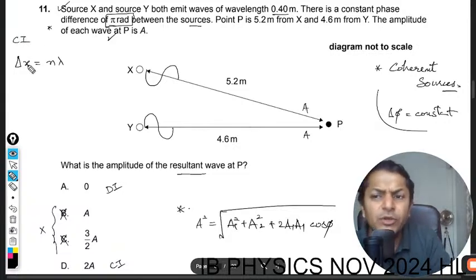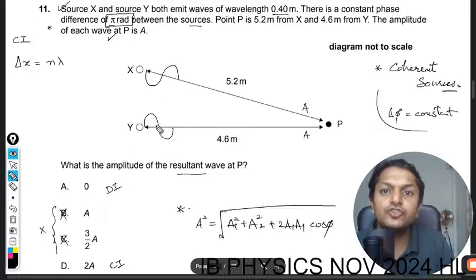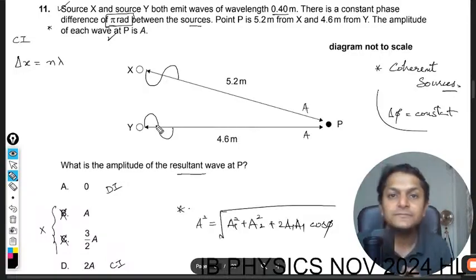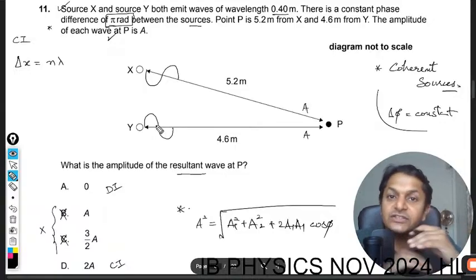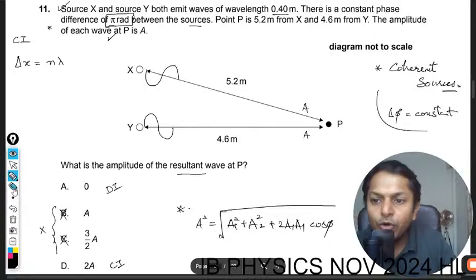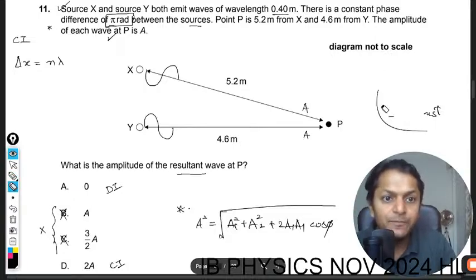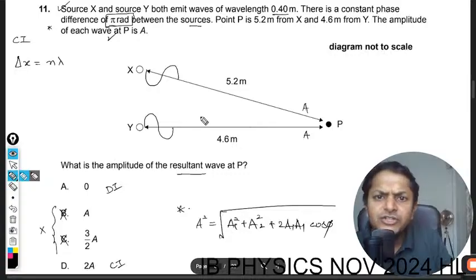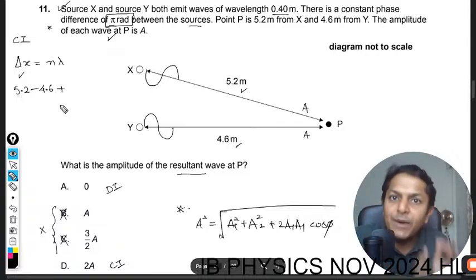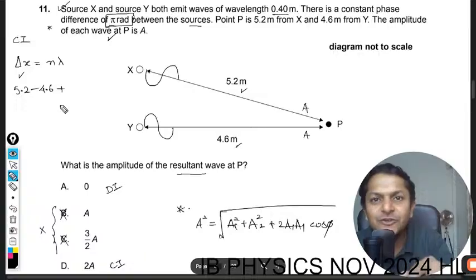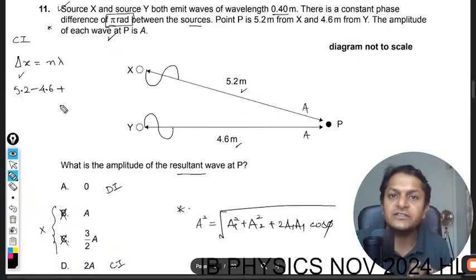But in this formula, there is one condition. Both of the waves should be starting with zero phase difference, which is not the condition in this. So how can I do that? Because of the initial phase differences, there is already a path difference. Now, I'm going to the second part of the video. Be with me. Now the initial phase difference is given. So one path difference can be found, like 5.2 minus 4.6 is one path difference. Plus there will be an additional path difference that has to be added into this equation because of the initial phase difference.